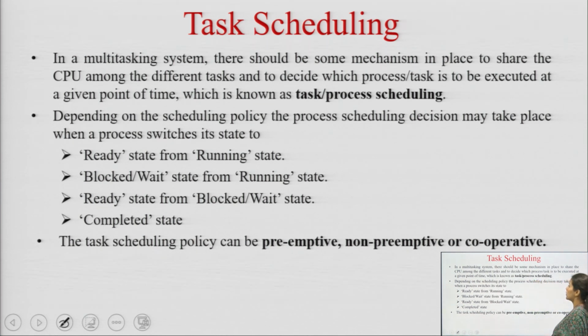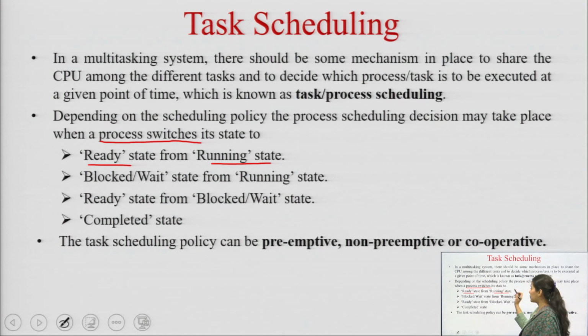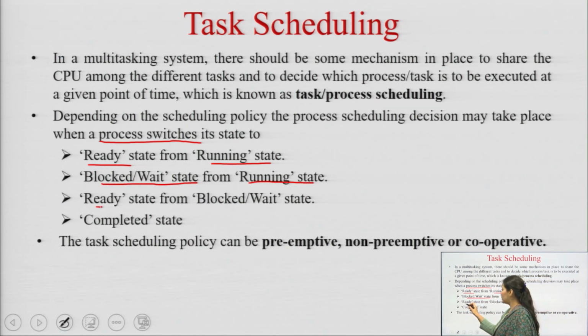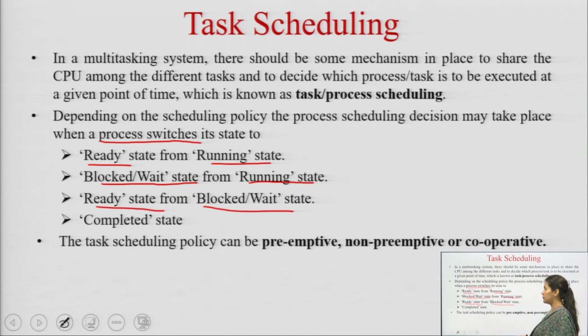Depending upon the scheduling policy, the process scheduling decision may take place when the process switches its state to ready state from running state, or another option can be blocked or wait state from running state, another can be ready state from blocked or wait state, and it can also be completed state. These are the different scenarios when the switching from one task to another can take place. The task scheduling policy can be preemptive, non-preemptive or cooperative.